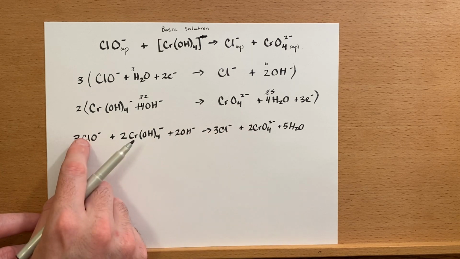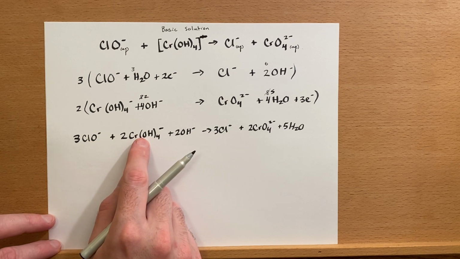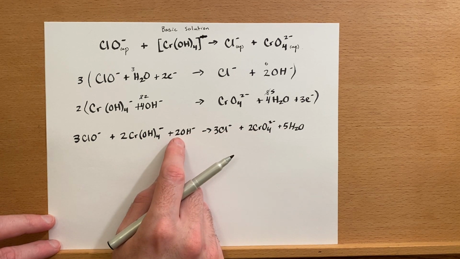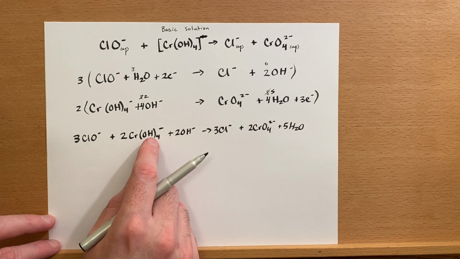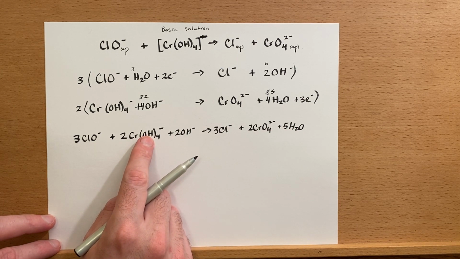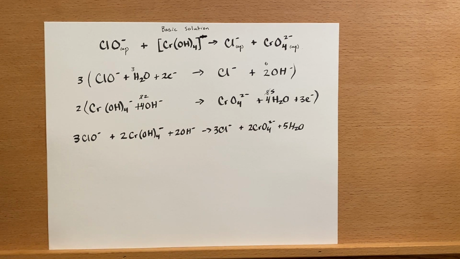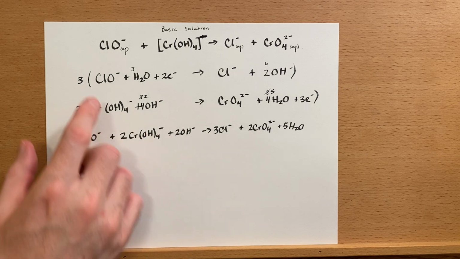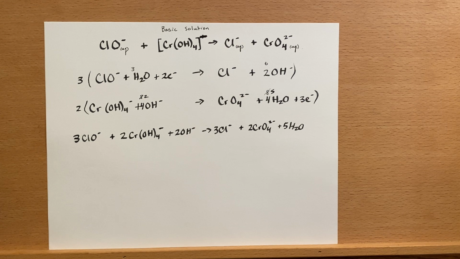We have 3 chlorides, and how many oxygens do we have? We have 3 there, and we have 8 there, and then there's 5. And then hydrogens, we have 10 here, and we have 8 plus 2 more, that's 10. So we are indeed balanced. You can see how being able to split these apart into 2 pieces can really help us, especially when the reactions get a little bit more complicated.